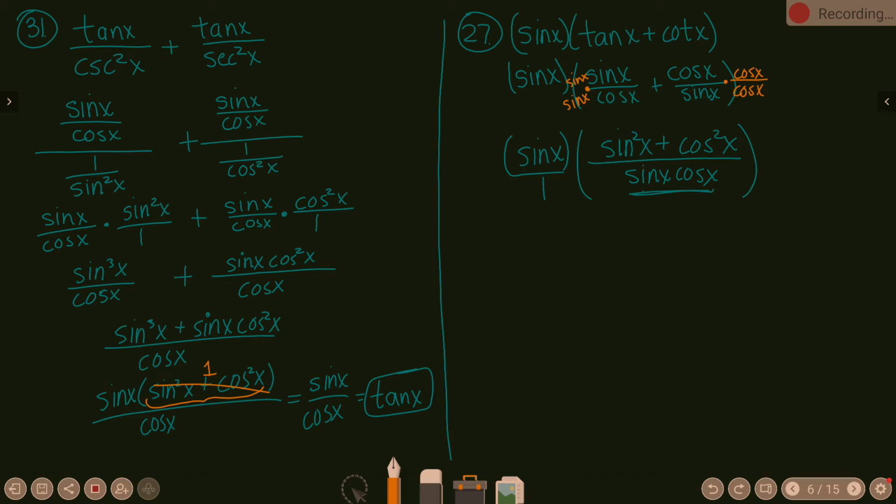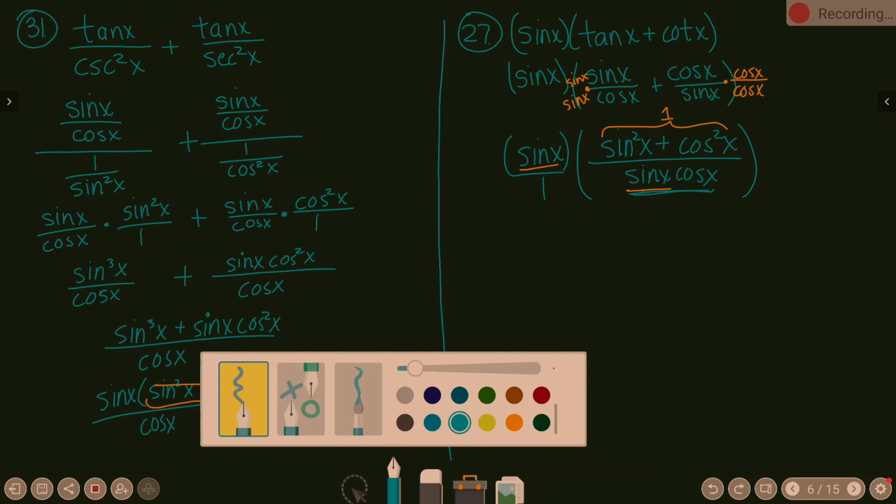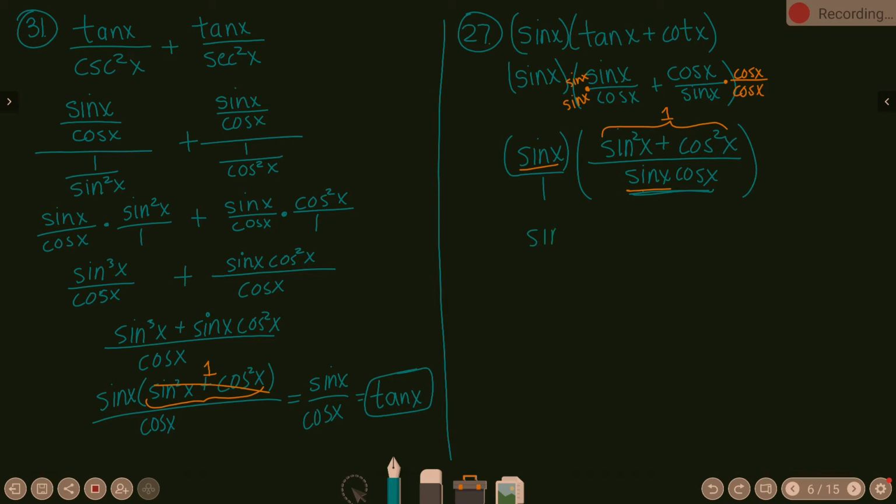First of all, yes, sine squared plus cosine squared x is 1. That is true. But then also, what is Delaney noticing? Sine x and sine x have to cancel. And again, it doesn't matter which of these you do first. They both have to happen. So, let's see. I'm going to keep it here for the moment as sine x over 1 times, and then this, if we use our Pythagorean identity, is going to be 1 over sine x cosine x.